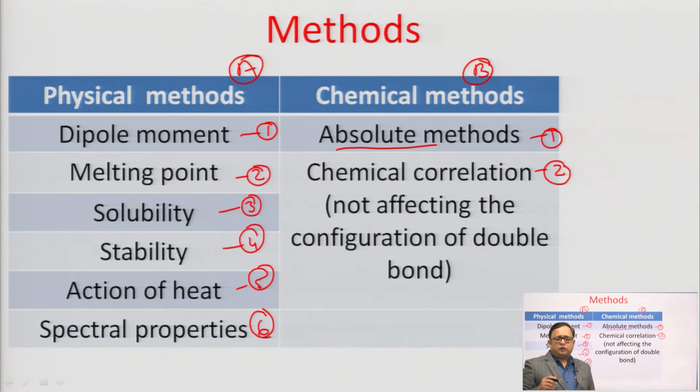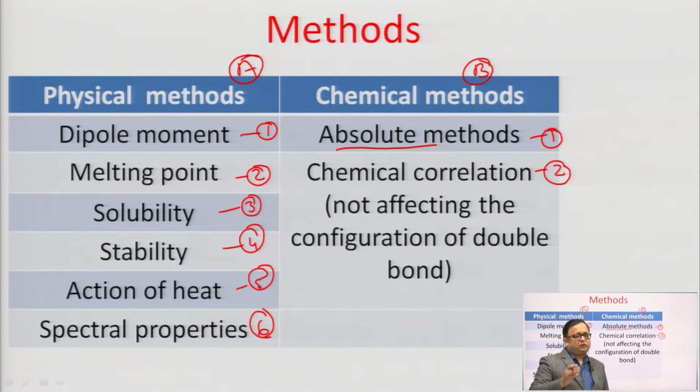In chemical correlation, we are not using destructive methods, we are comparing, we are not disturbing, because geometrical isomers or any isomers are very precious from the chemistry point of view. So, they are very expensive molecules. Most of the time we are not in a position to destroy them. That is why we avoid the use of destructive methods for the determination of configuration.